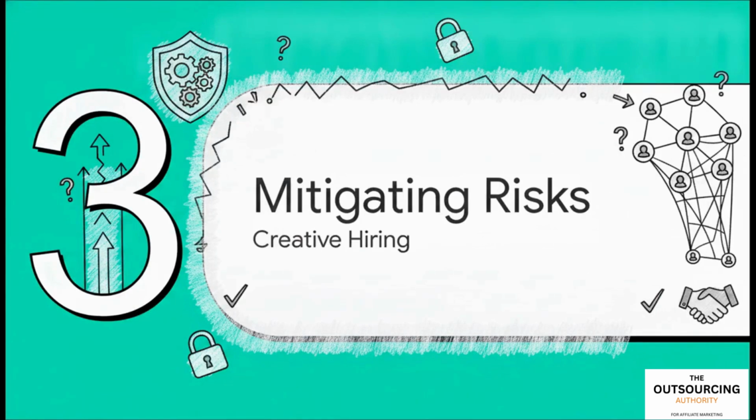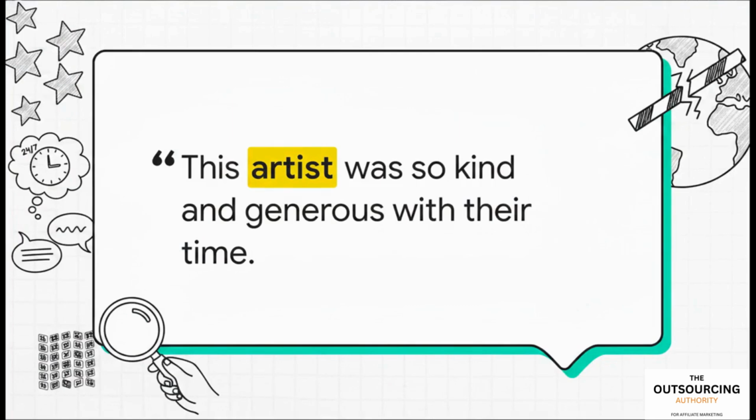Okay, Section 3, Mitigating Creative Hiring Risks. In the past, relying on freelance talent often meant dealing with ghosting or missed deadlines. It was super stressful, but social proof completely flips that script. When you see a 5-star review specifically showcasing 24/7 responsiveness and generosity with their time, it proves you're eliminating that traditional friction. With over 1,000 positive reviews out there, you're not guessing anymore. You're relying on hard, verified data to make your hiring decisions.